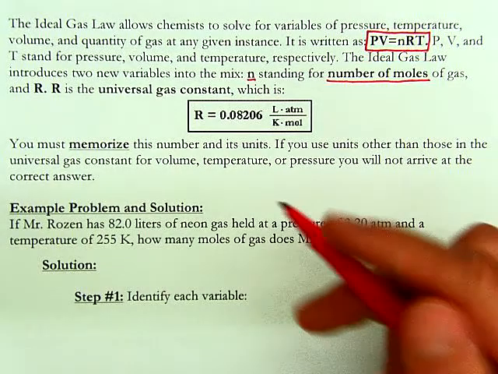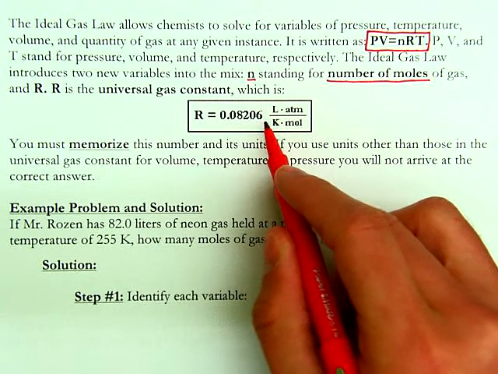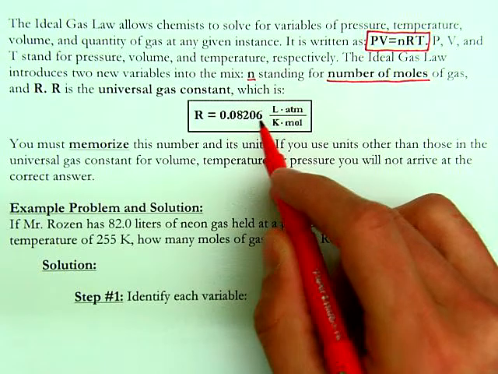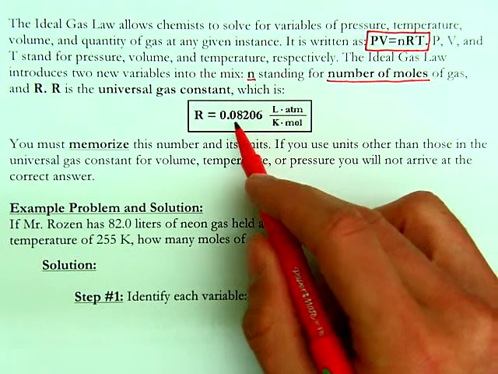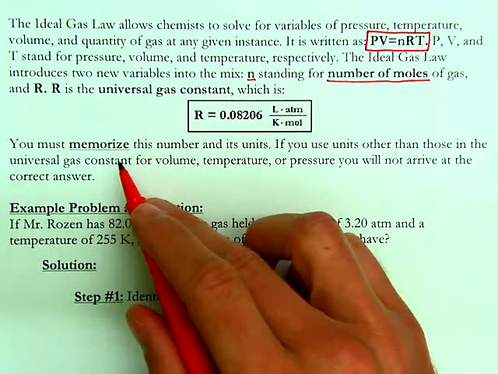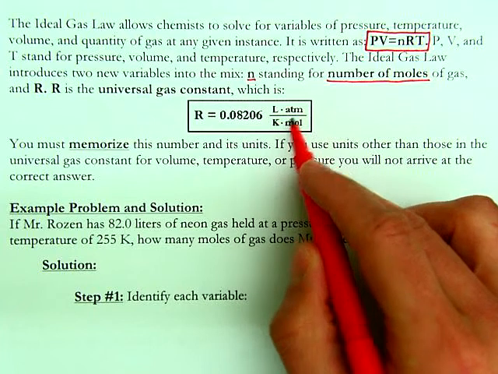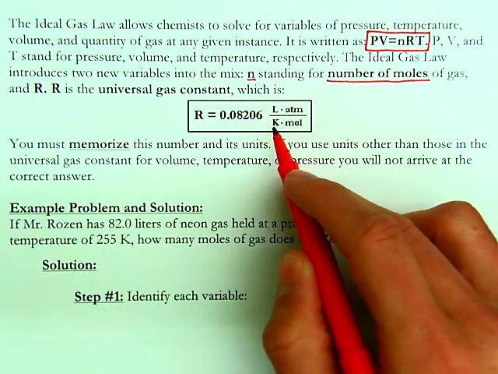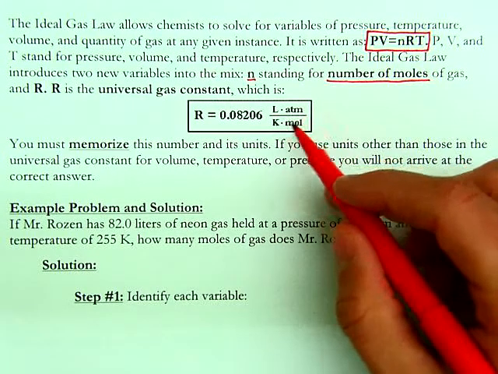Now, R is the universal gas constant. R is 0.08206. In some textbooks or worksheets, you might see it written as 0.0821. That's okay. In my class, we're using this number just to have another significant figure, but you'll get very similar results with both. As it says here, you need to know what R is. The units on R are liter atmospheres over Kelvin mole. You need to have all of the other measurements in the equation with the corresponding units.